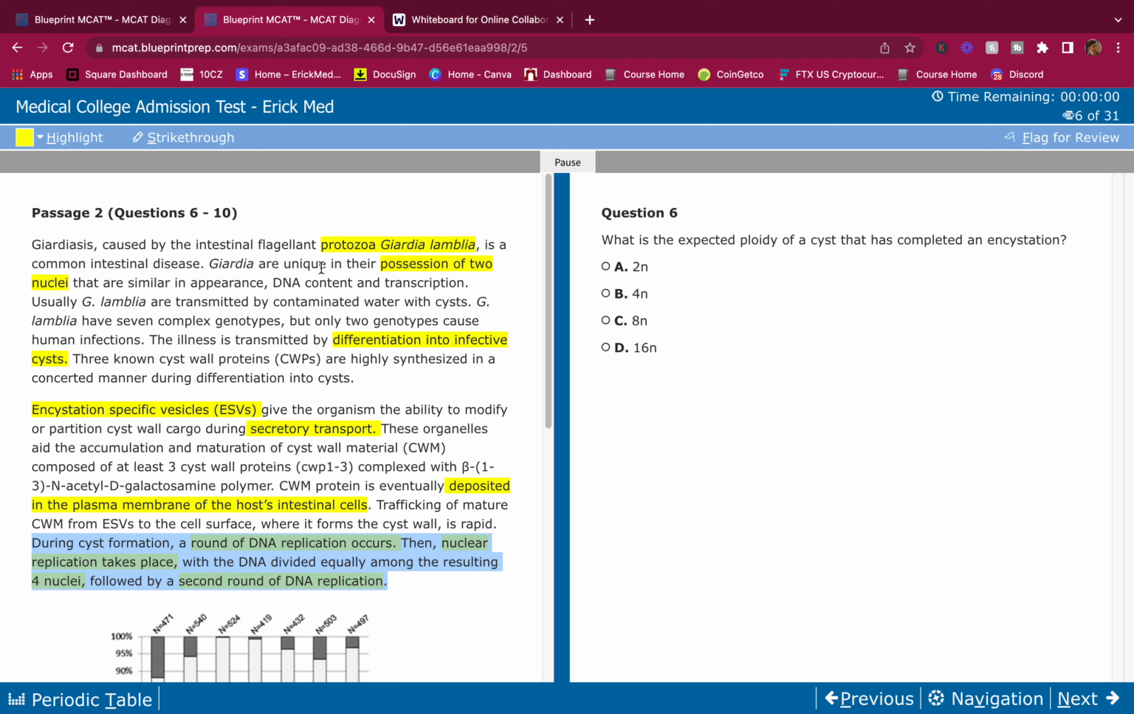Giardia are unique. Remember, guys, unique. Or when they tell you, hey, this protein is different than this other protein, is because blah, blah, blah. I promise you it's going to be important. Highlight it. The question is going to ask for it. And if I did not highlight this, I probably would have forgot about that little detail. Okay, so MCAT tip right there.